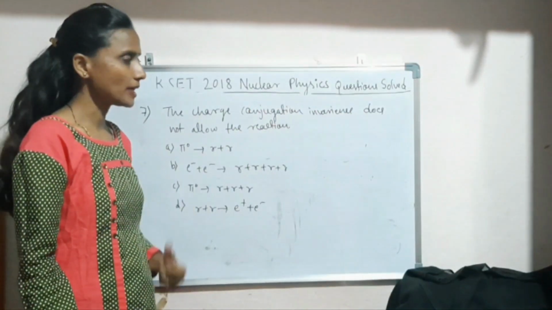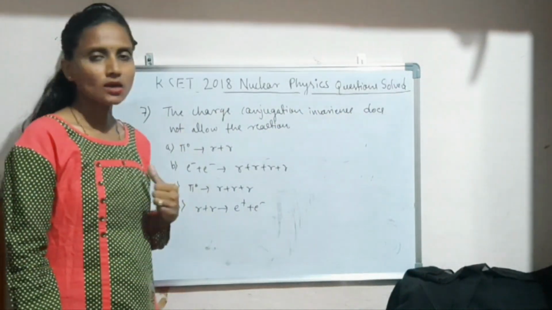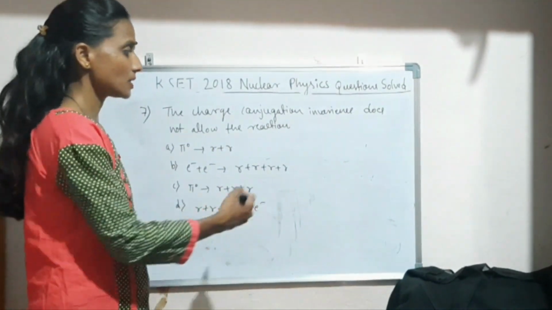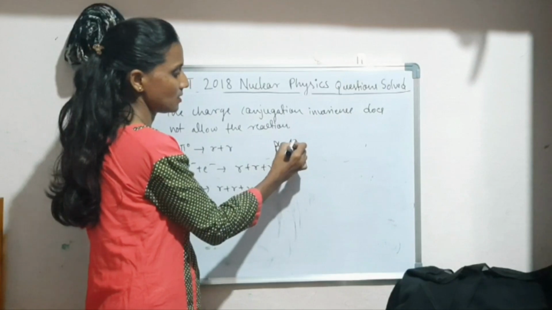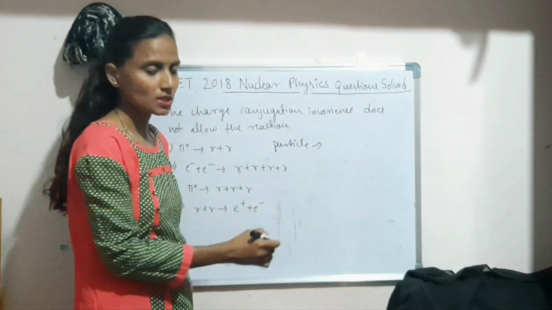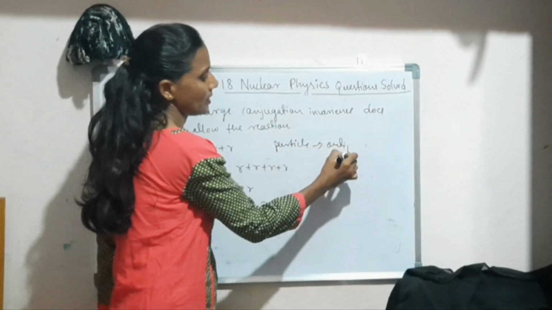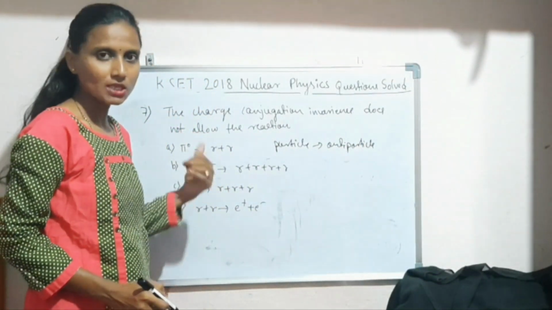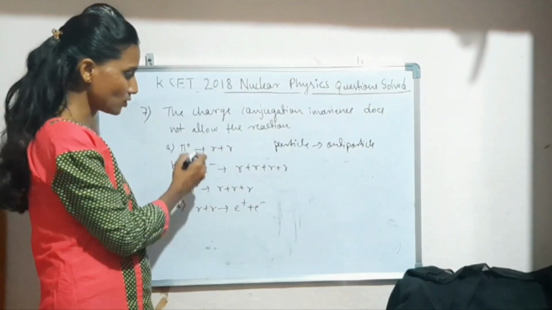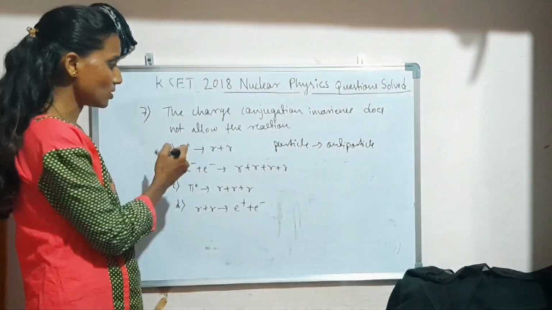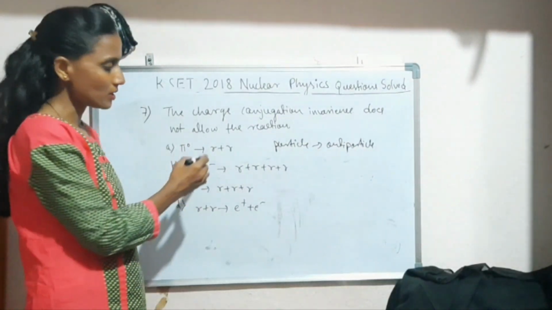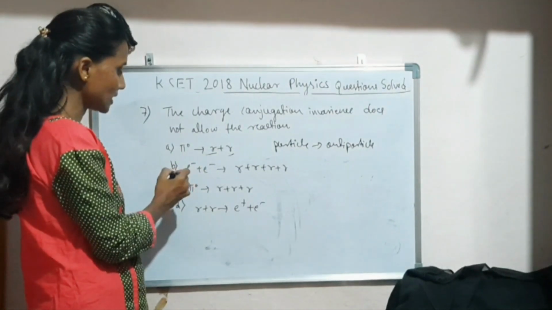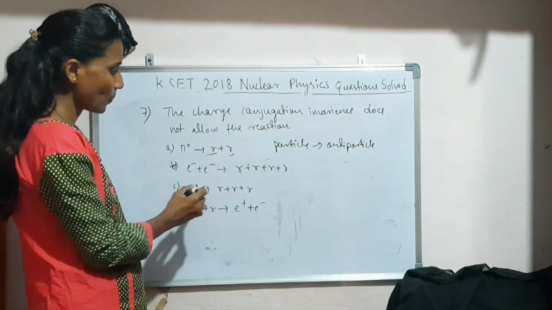Charge conjugation invariance does not allow the reaction. So charge conjugation means the particle must be changed into its antiparticle. Antiparticle means one should have the positive charge and the other must be negative charge. If you observe these options, why not? If we want to have, one must have the positive and negative charge. So this is okay, and B is also valid.